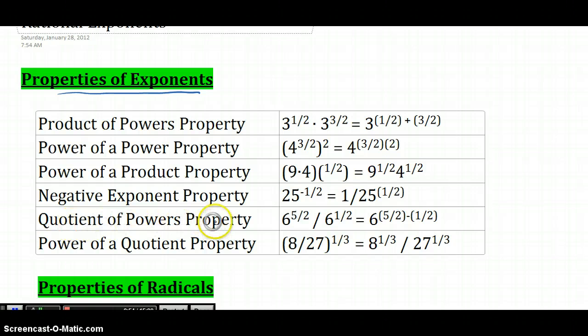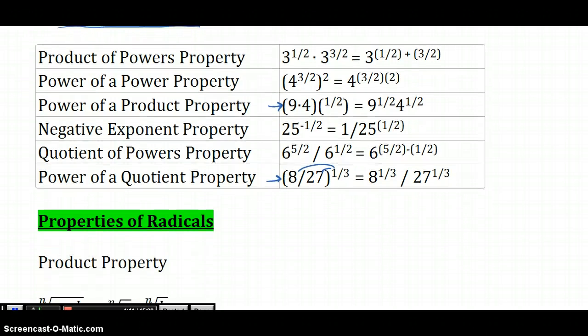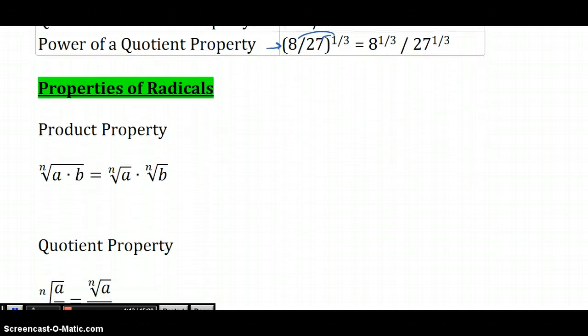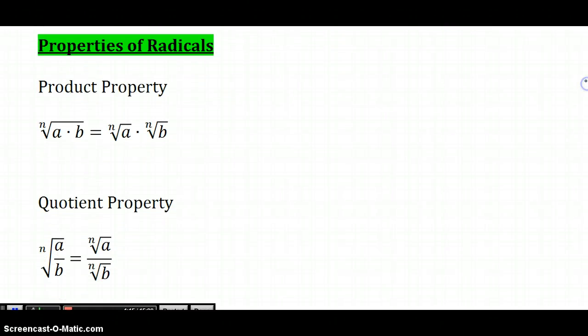We have the quotient of powers property, which says when you divide, you subtract exponents. And the power of a quotient property, which means if you have a quotient to a power, just like we did with the multiplication, you can distribute this 1/3 to the top and the bottom. So those are your properties of exponents. Now let's talk about our properties of radicals, which we have not gone over before.